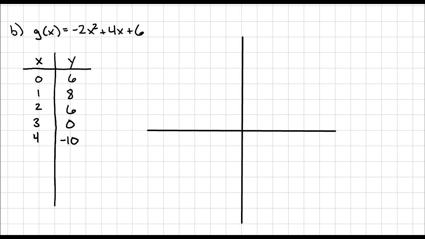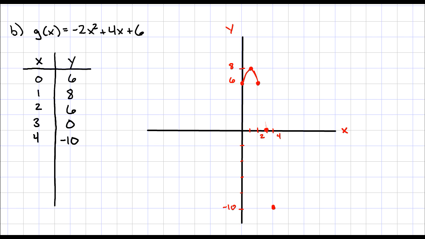So plotting these points, with this as the x-axis and this as the y-axis, I get 0, 6. I'm going to use the same scale as before. Each block is 2 units long. 0, 6, 1, 8, 2, 6, 3, 0, and 4, minus 10. So this is 2, 4, 6, 8, minus 10 would be down here. And so the point 4, minus 10 would be this one. Okay, so if I go ahead and connect these up, I'm going to get a picture something like this.